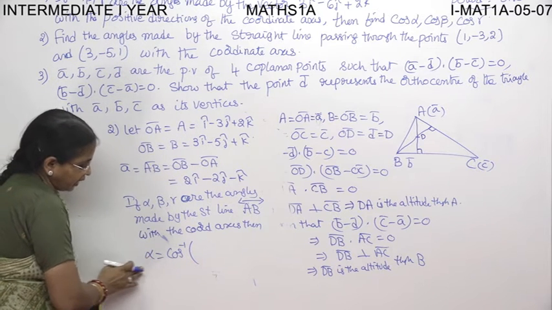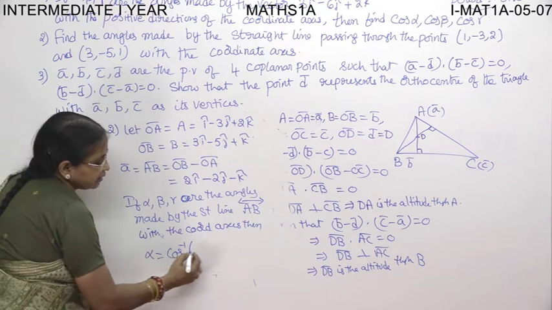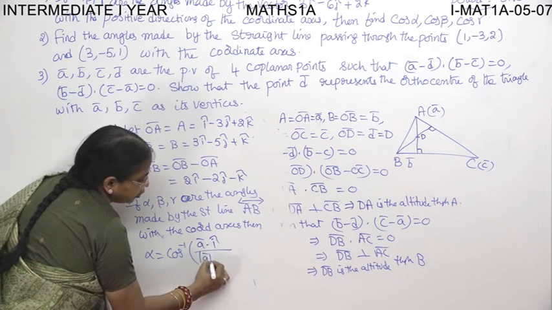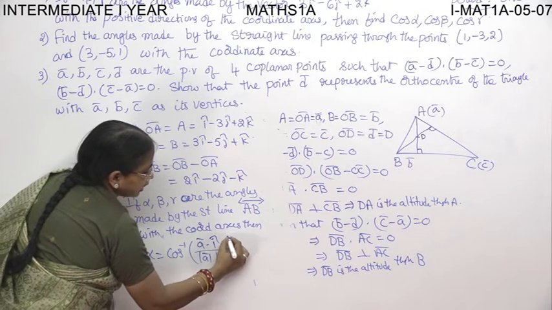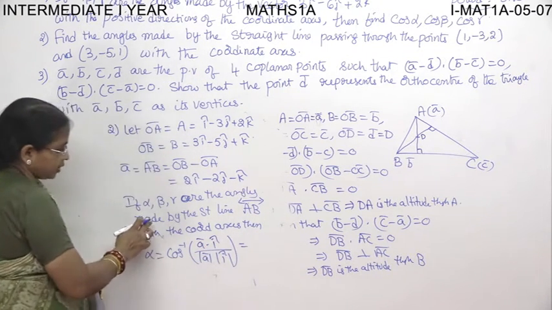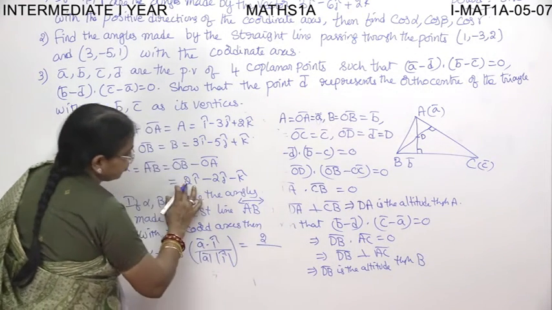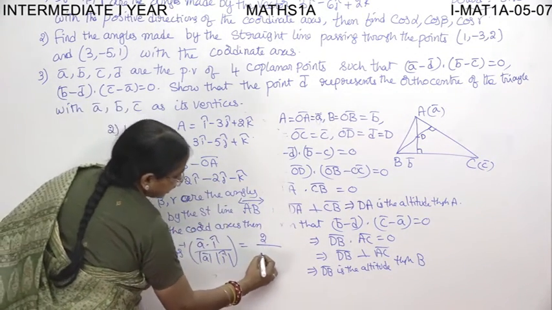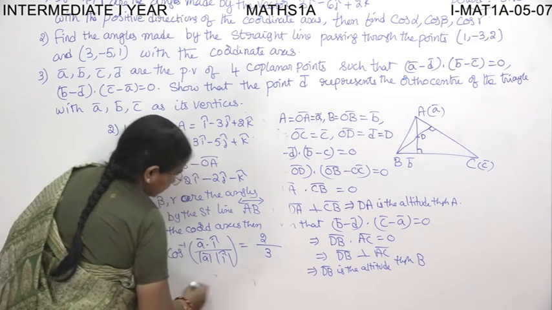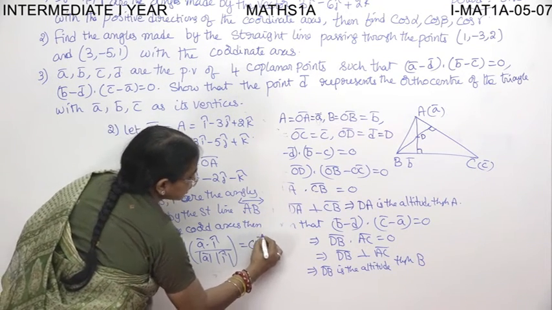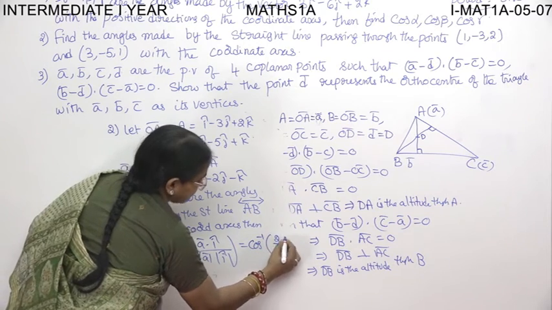So in terms of angles, the formula becomes cos inverse of A dot I by mod A into mod I. So that will be equal to A dot I, which means just 2, by root of 4 plus 4 plus 1, that is 9, so that is 3. 2 by 3. So it is equal to cos inverse of 2 by 3.